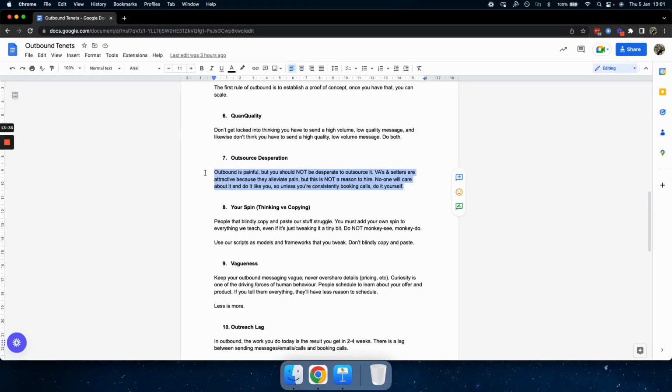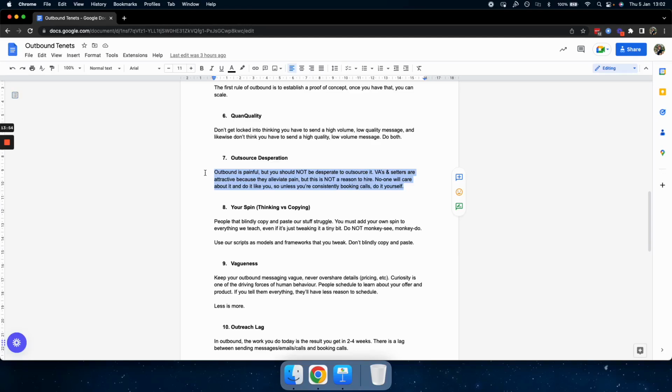Now, caveat: if you're making like 20 grand a month and you've got 15 clients and you're doing service delivery for a bunch of people, you've got a small team to manage and you've got some sales calls coming in and you have to do, that's fine. Then it makes sense to outsource it, right? And we're going to show you how to hire setters and VAs and give all the SOPs and stuff. So it's going to be very tempting.